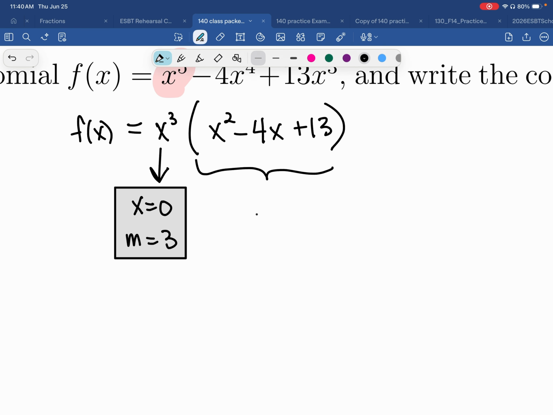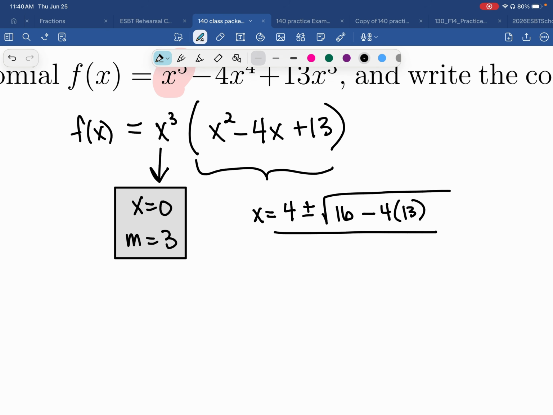So x equals the opposite of b. My b is negative 4, so negative b is positive 4, plus or minus the square root of b squared. Negative 4 squared gives a positive 16, minus 4 times a, which is 1, times c, which is 13, all over 2a, which is just 2. So we have 4 plus or minus the square root of 16 minus 52, over 2. You can see right away this is going to be imaginary.